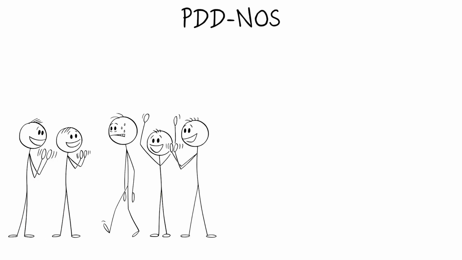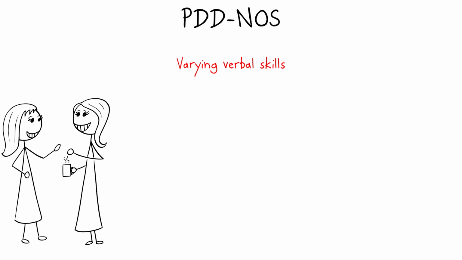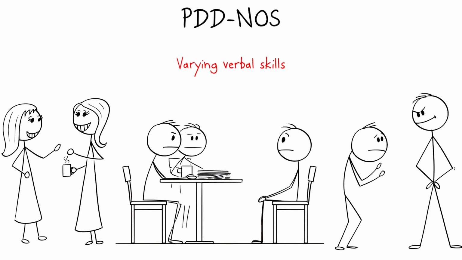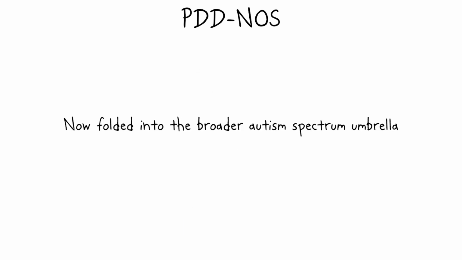Kids who might talk early but struggle with social rules, or organize toys with librarian-level precision, then suddenly become unpredictable. Traits often include varying verbal skills, sometimes super formal or robotic speech, trouble reading the room socially, struggle to maintain eye contact. PDD-NOS was a catch-all for autism-adjacent cases that didn't fit neat categories, now folded into the broader autism spectrum umbrella.